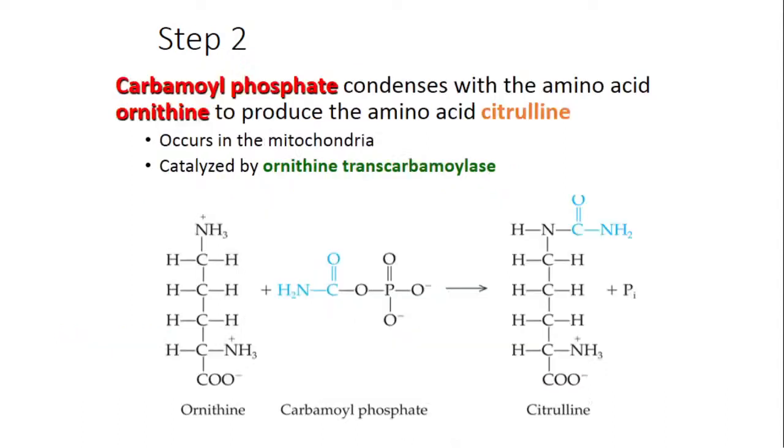And let's go to step 2. In step 2, carbamoyl phosphate condenses with the amino acid ornithine to produce citrulline. This reaction also occurs in mitochondria of hepatocytes and is catalyzed by the enzyme named ornithine transcarbamylase. We transfer this group, look, to ornithine with synthesis of citrulline. Phosphate will go free, and the macroenergic bond that was here in carbamoyl phosphate is used for this synthetic reaction.